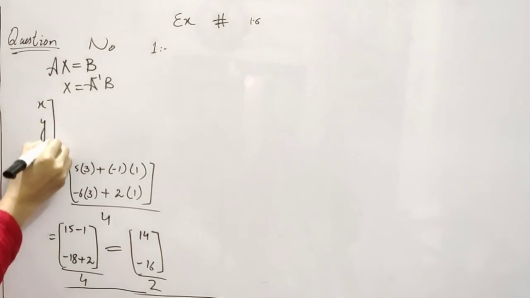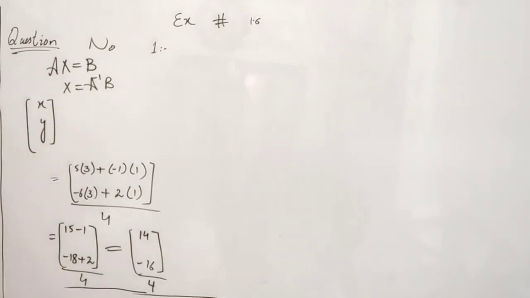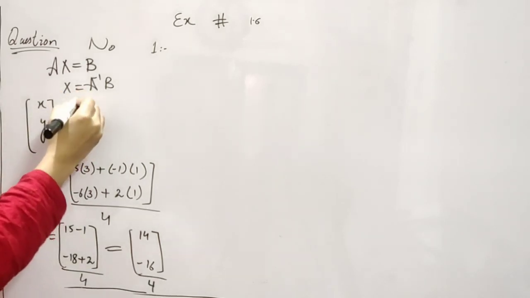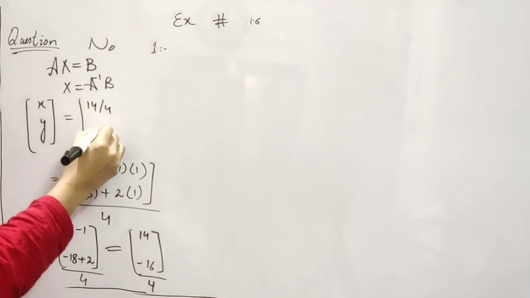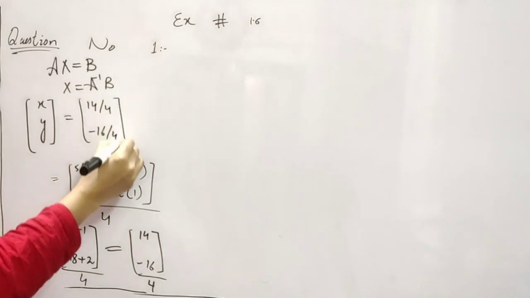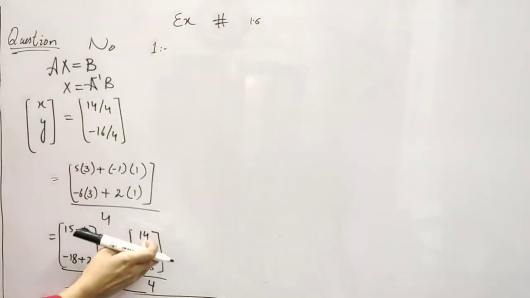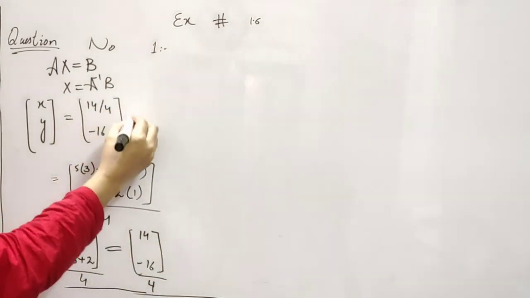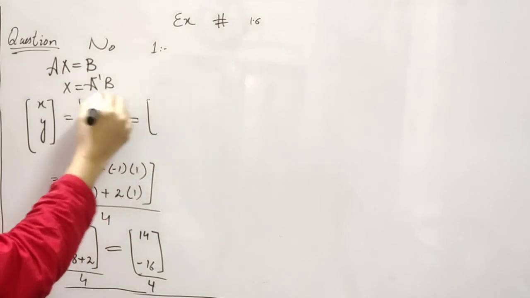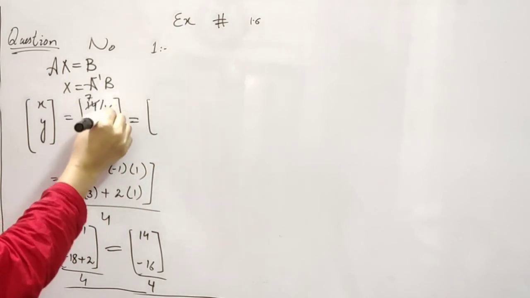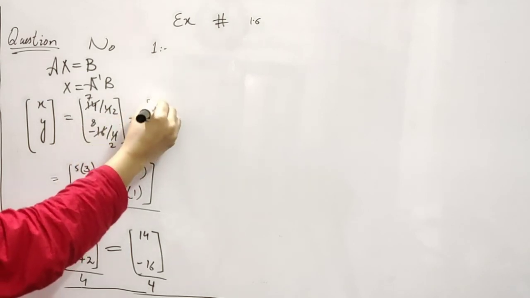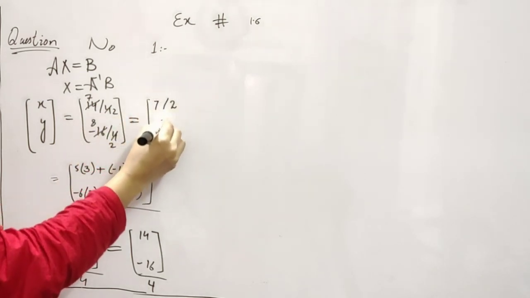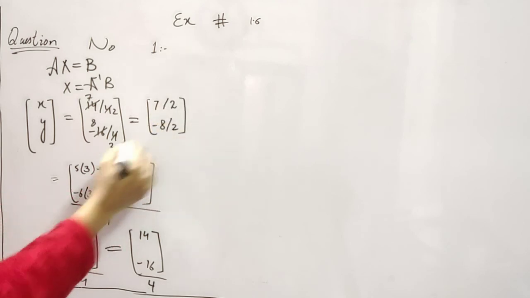So [x; y] is equal to 14 divided by 4 and minus 16 divided by 4. This 4 will be divided into both entries of the matrix, so 2 7s are 14 and 2 2s are 4, 2 8s are 16 and 2 2s are 4. So 7 by 2 and minus 8 by 2.